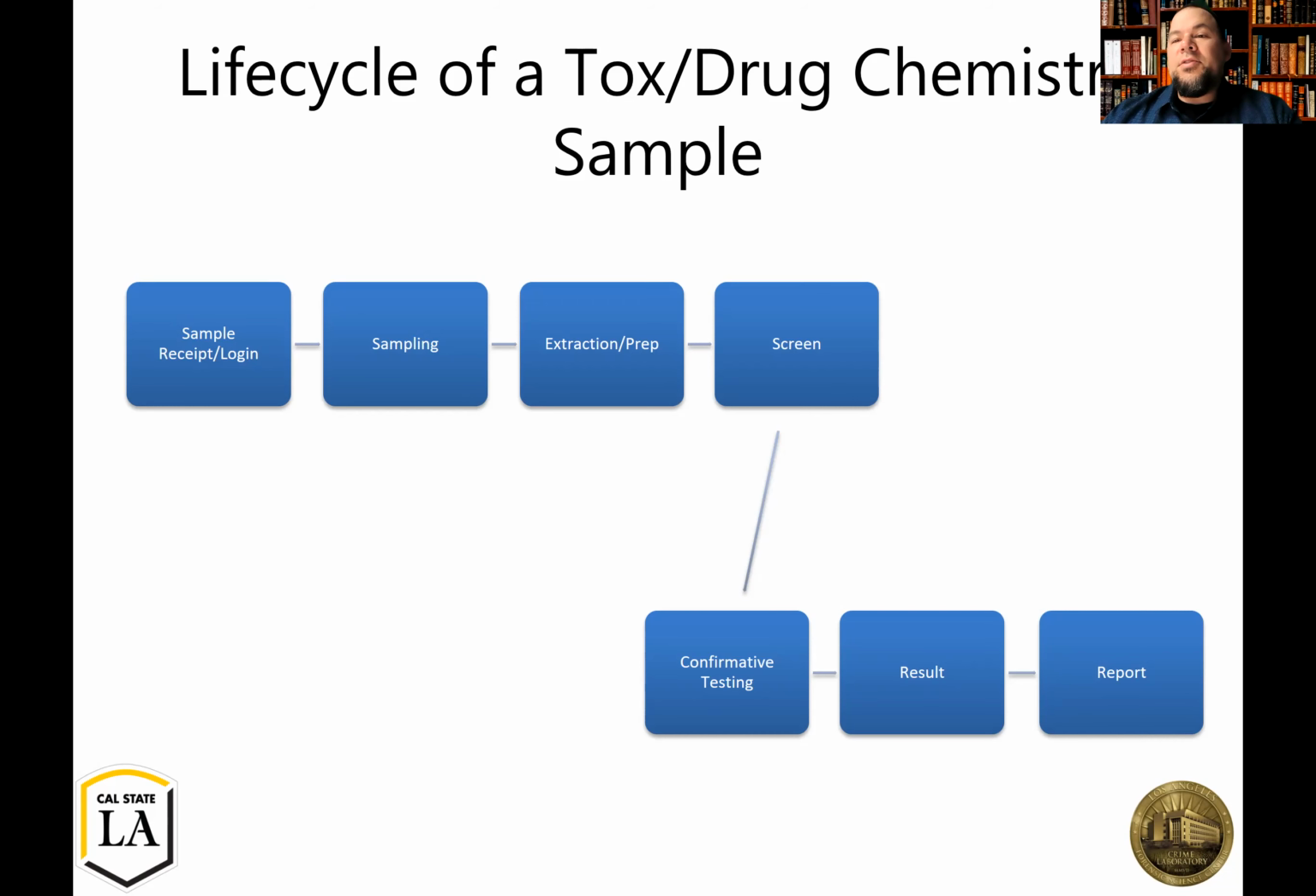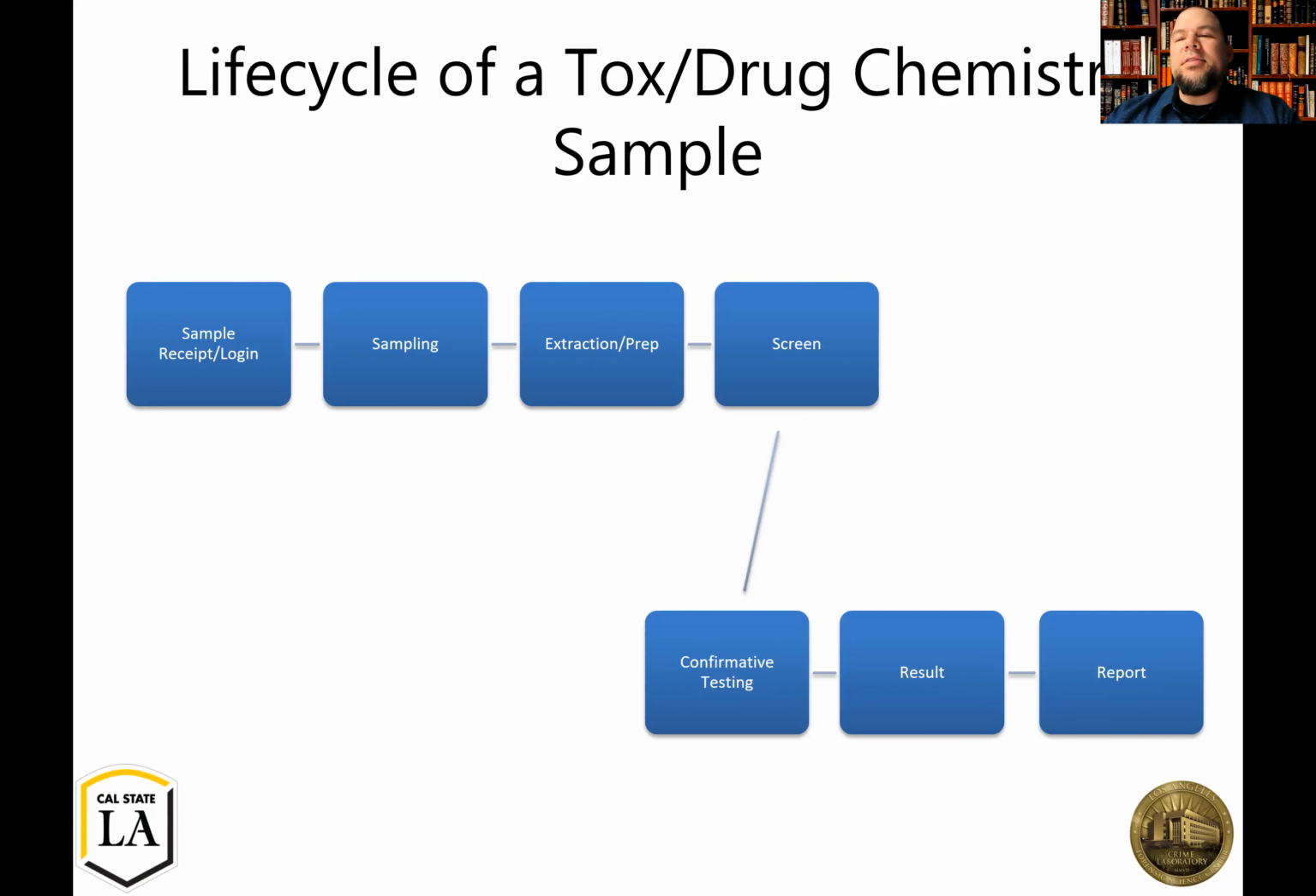Most testing, and we'll discuss this in more detail next semester, always involves screening steps, which are lower-ish cost but high throughput, just to help us figure out what we have. Then comes the more labor-intensive and often more expensive confirmation testing, and that'll give us our result. From those results, we'll interpret them and create a report. So that's the life cycle of samples going through a toxicology or drug chemistry laboratory.